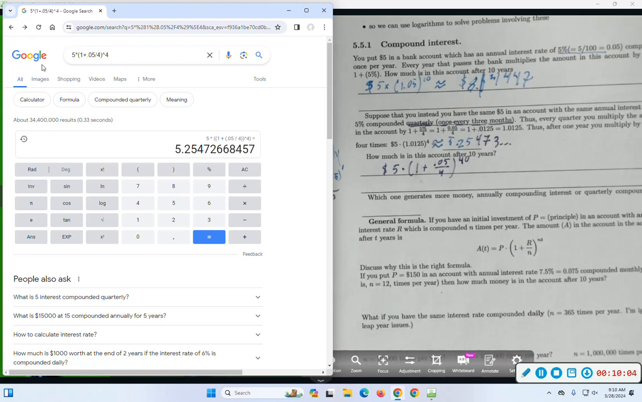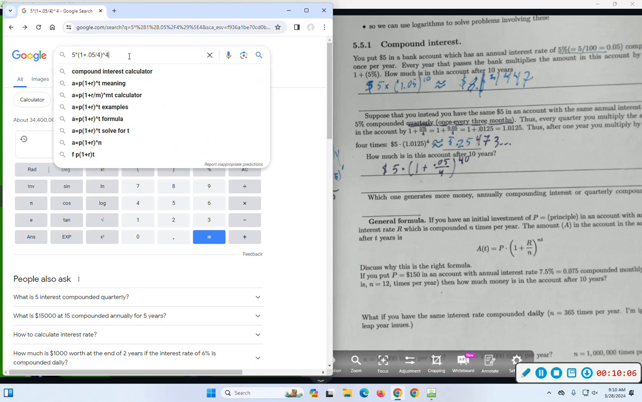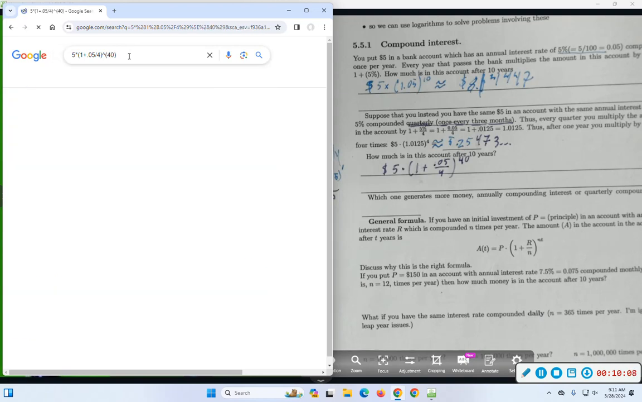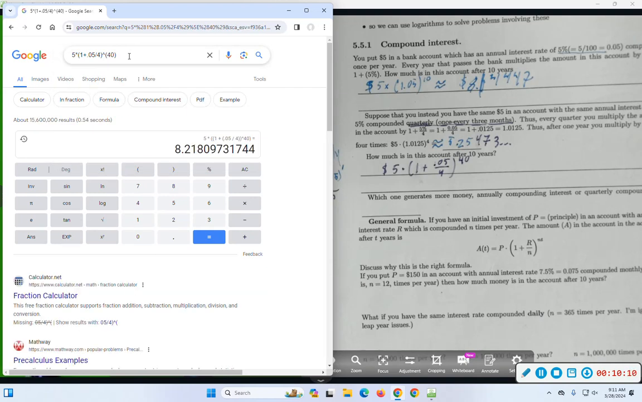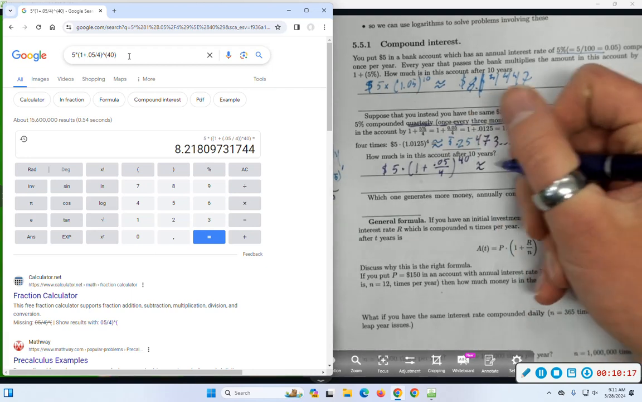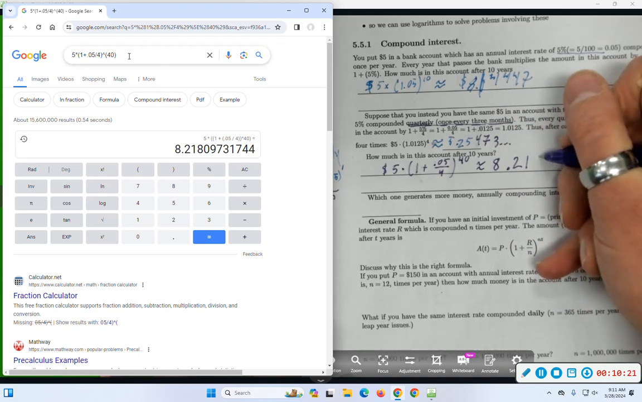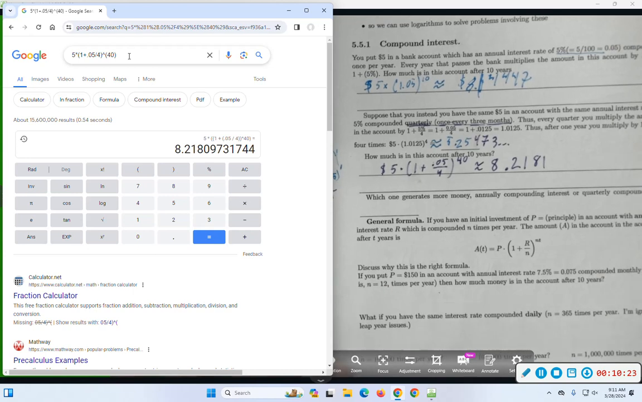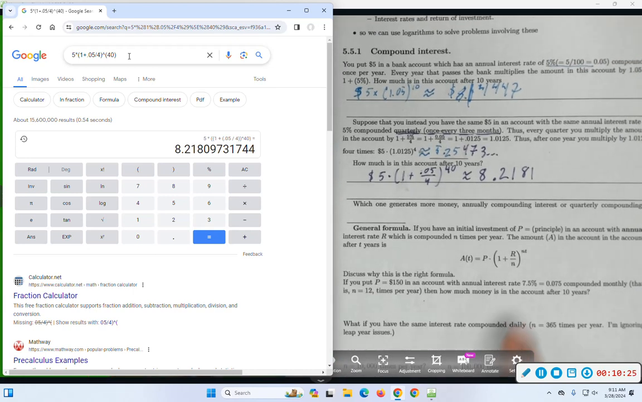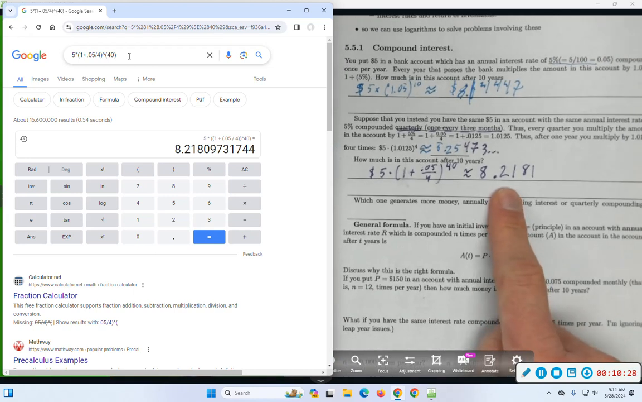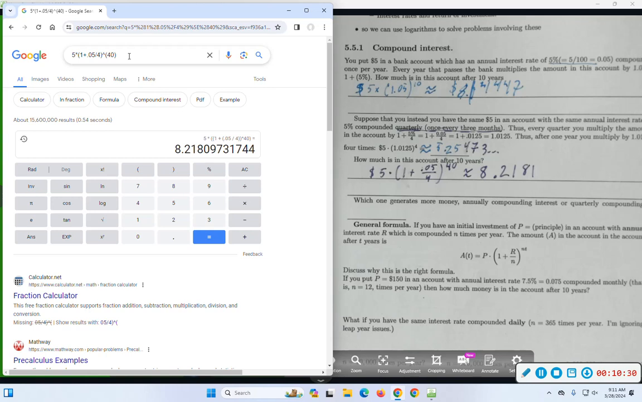So let's see how we do. $8.2181. I guess if I round that off correctly, 8.22. So now we can actually notice the difference, right? It's a full-blown 7-cent difference in the amount of money that we're getting off of this $5 with the exact same advertised annual interest rate.